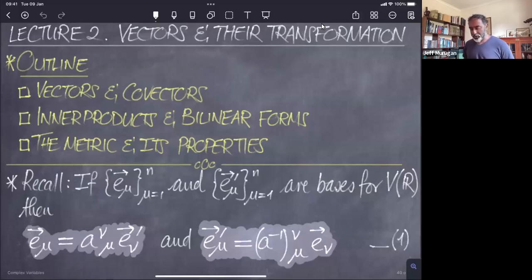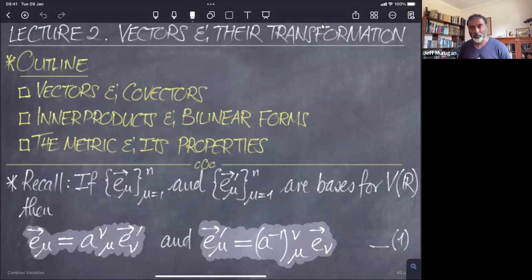Okay. All right, good. So let me remind you, let's start off by outlining what I want to cover today. Again, just to remind you, the philosophy and the way we're going to approach this subject is I want to start off with things that you're already familiar with, things that you know, and the things that you know are vectors and vector spaces. So we're going to talk about vectors, vector spaces, covectors, inner products on those vector spaces, which will naturally introduce the idea of a metric, which in the next lecture I'll tell you is actually a metric tensor, and I'll define what that means. So I want to cover vectors and covectors today, inner products and bilinear forms, and the metric and its properties.